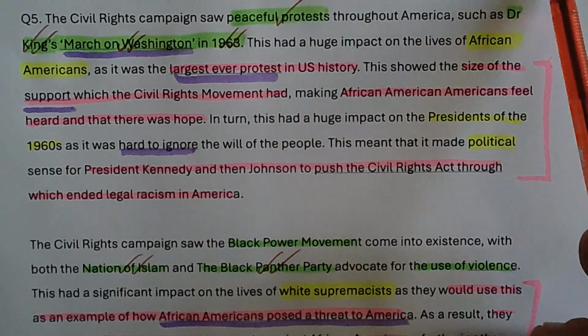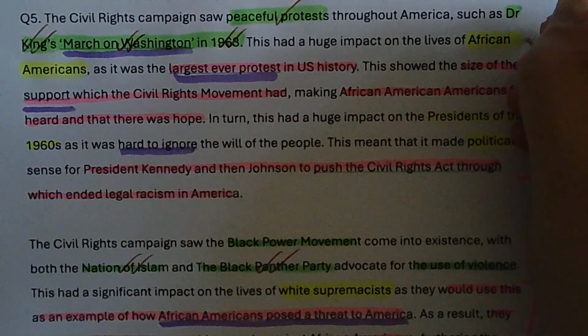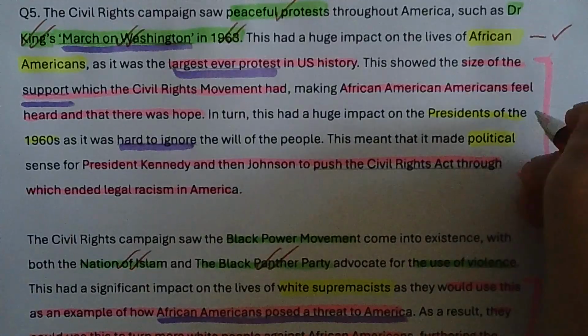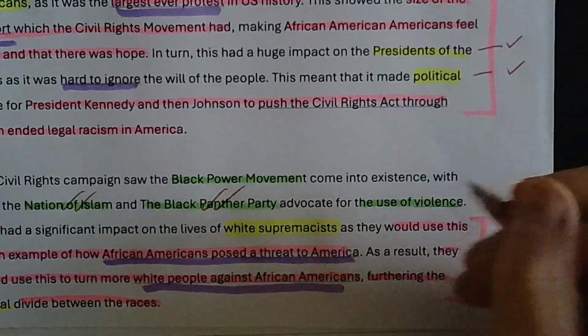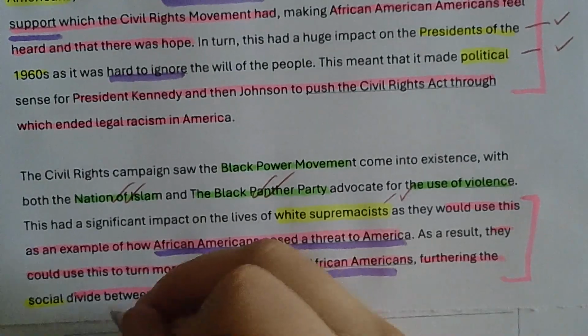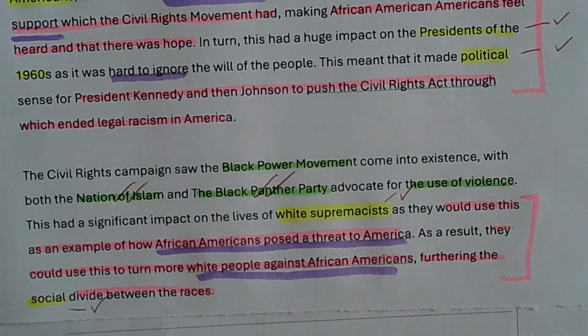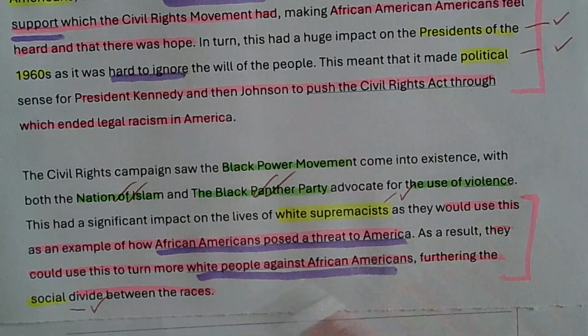The bit that's going to push me into 7 or 8 is the different groups. So the different groups, African Americans, presidents, talking about political, talking about another different group, white supremacists, and then talking about social. That is going to push me into my level 4. Now, if you can't or don't feel comfortable with social and political, leave them and just focus on the groups, because that in itself will get you into level 4.